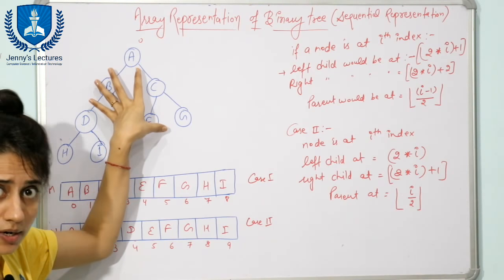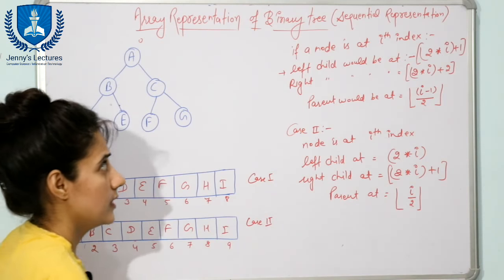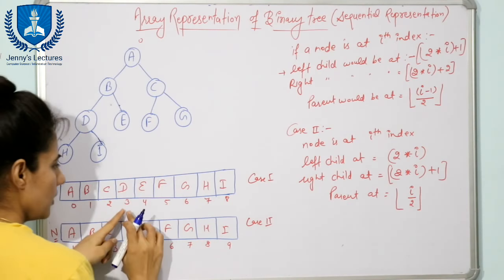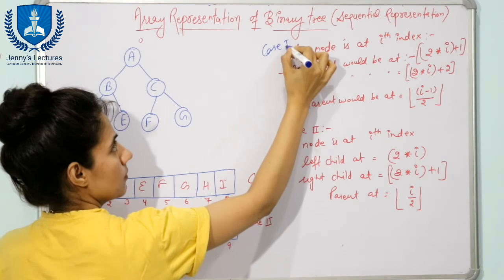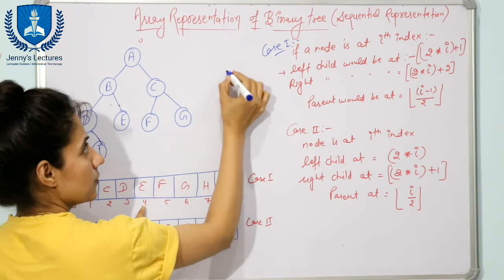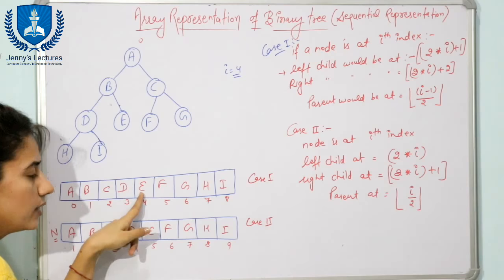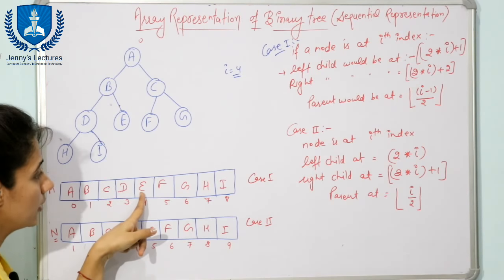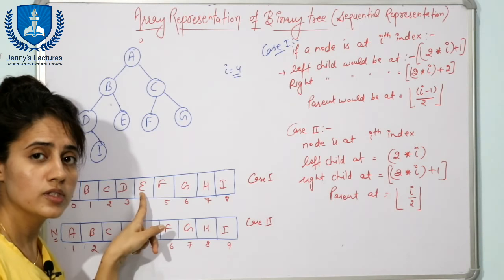You are not having this pictorial representation, you are having this array representation. Now you can verify these formulas. Let us take case 1. We have i value is 4, and here we have E. Suppose you want to find out the parent of this E.